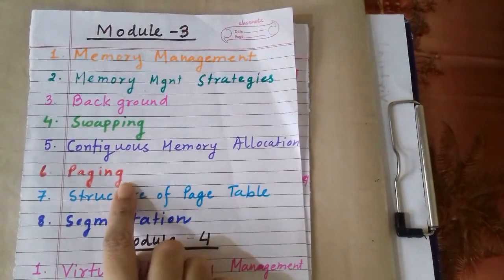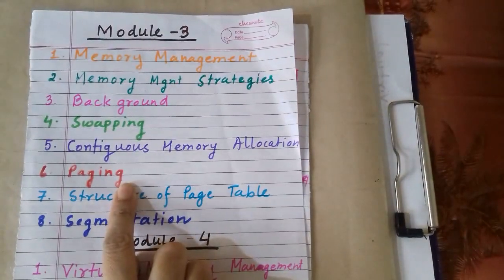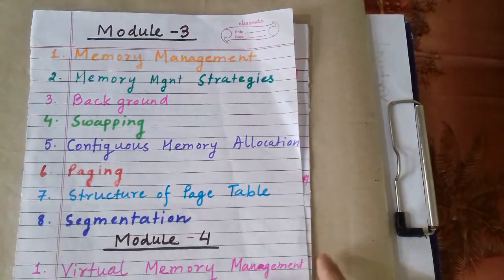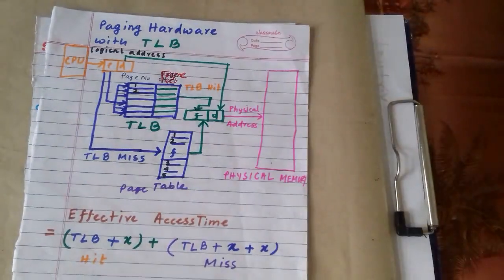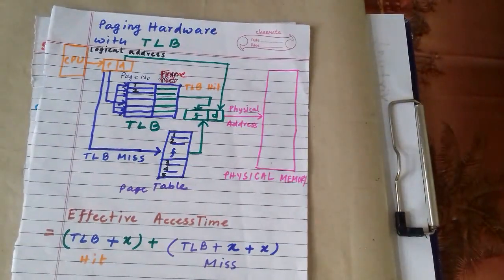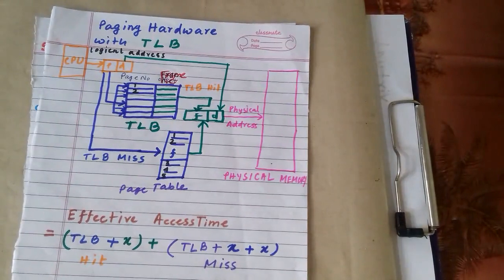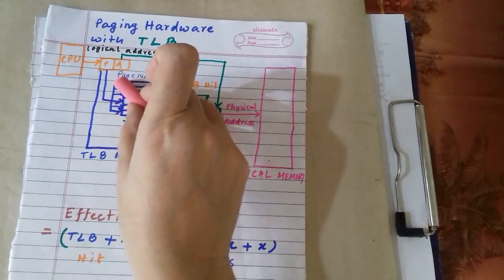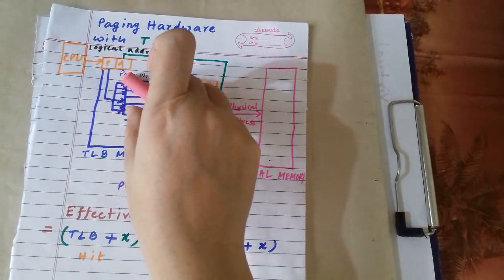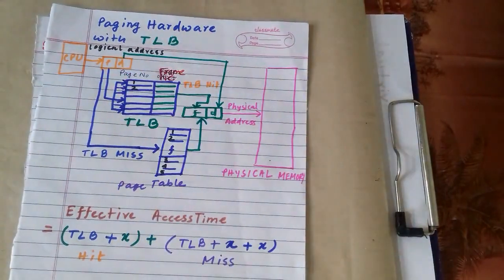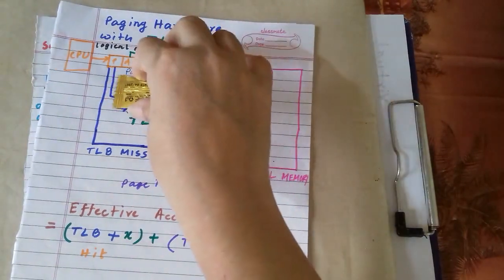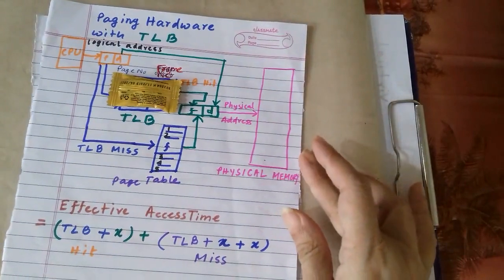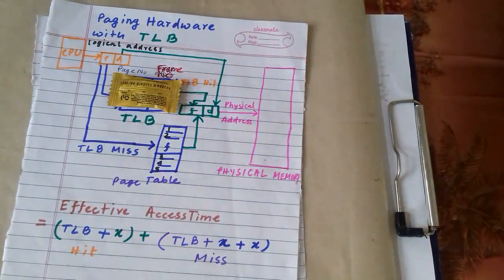The next topic after paging is the structure of the page table. If we consider the structure of the page table, we can just see how it looks. Just don't consider this part, okay? Don't consider the TLB part. If we don't consider the TLB part, this is the structure of the actual page table.